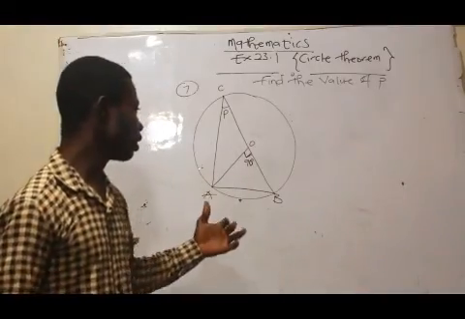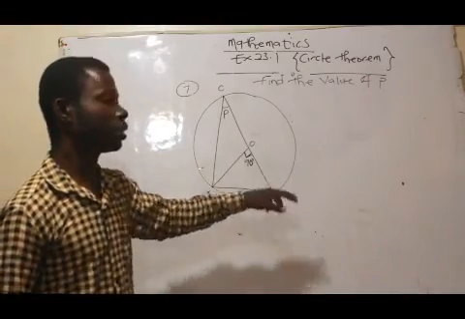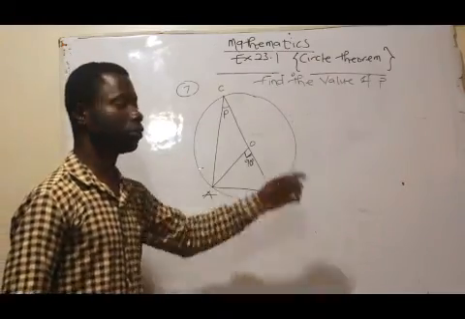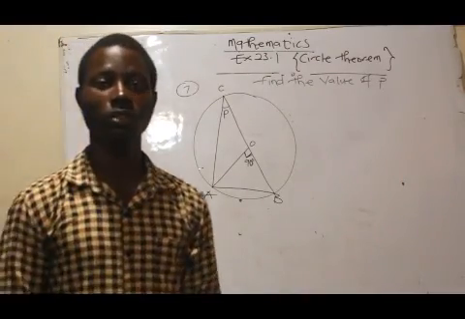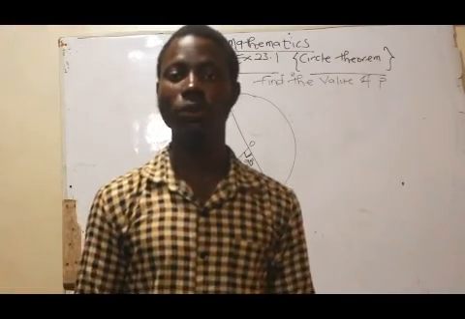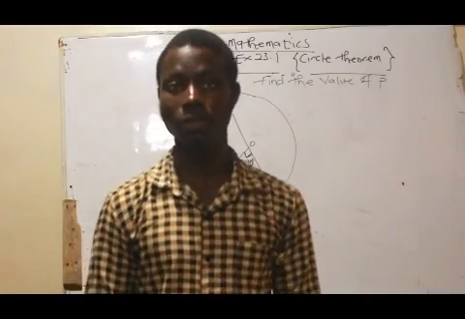You can see in this diagram that chord AB is subtending an angle at the center of the circle to be 90 degrees. At the same time, it is subtending an angle at the circumference of the circle, which is P. We are told to find the value of P. We know that the angle the chord subtends at the center of the circle is twice the angle it subtends at the circumference of the circle.